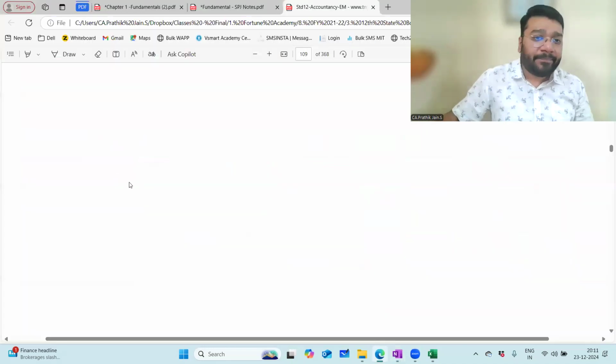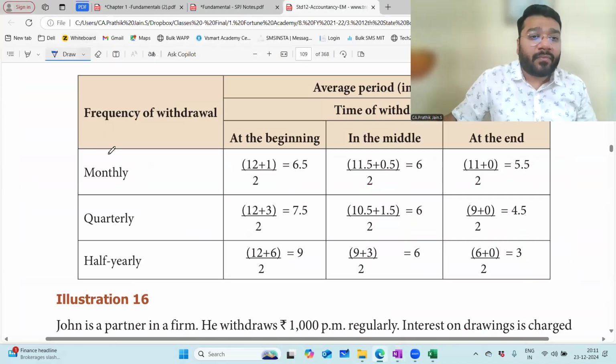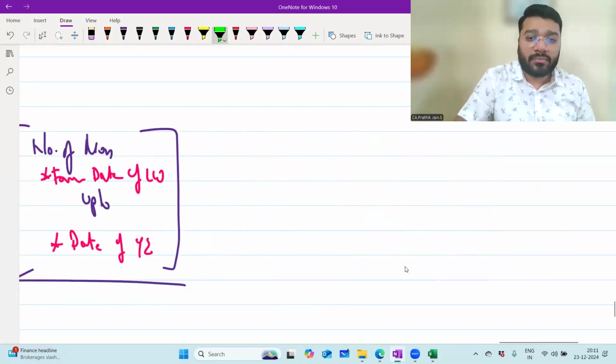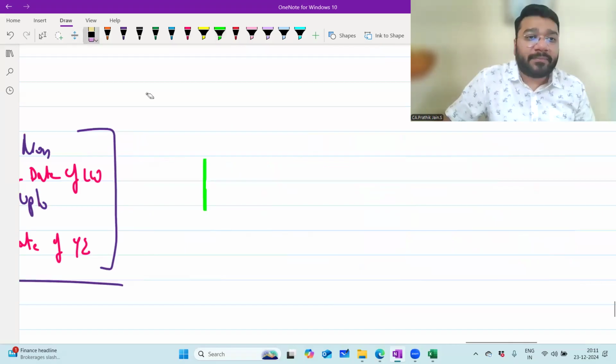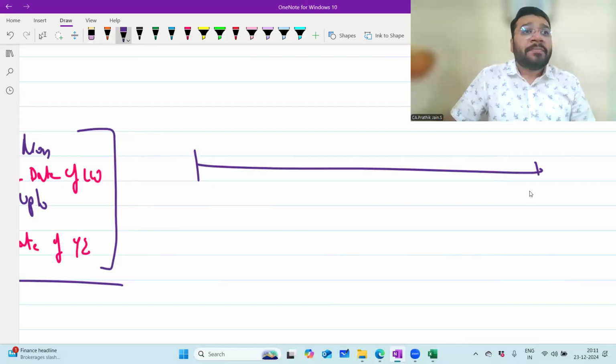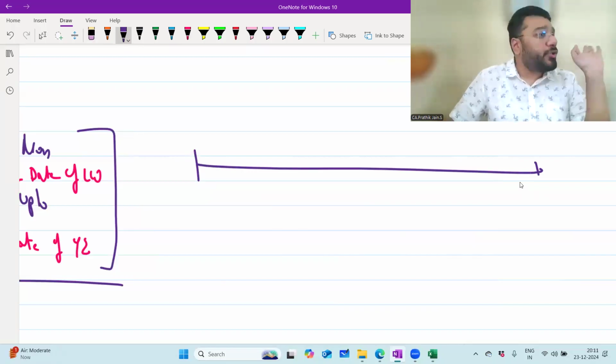We'll do one trial. Frequency is monthly, and beginning of every month. Okay. Now, this is the financial year. Guys, in the exam, you will not get the average period directly. You have to calculate it. So how the calculation needs to be done, I'm teaching you. And how to build the tabular column also, I'll teach you.